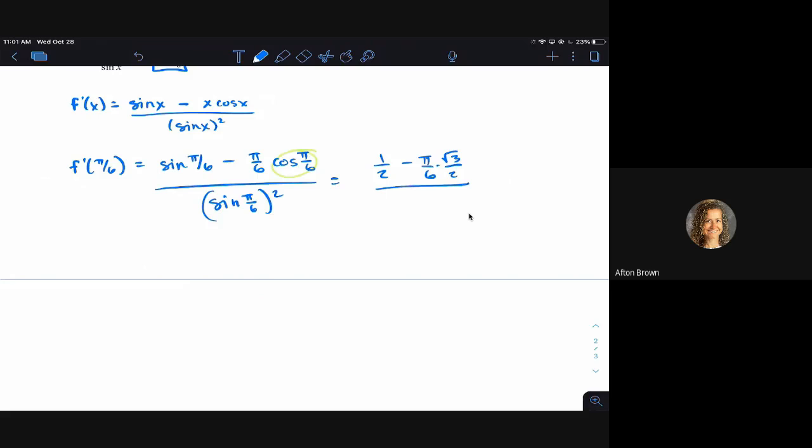And then on the bottom, sine at pi over 6, as Sean said, that was a half. So this is 1/2 squared. What's a half squared? A fourth. So we're dividing by a fourth.